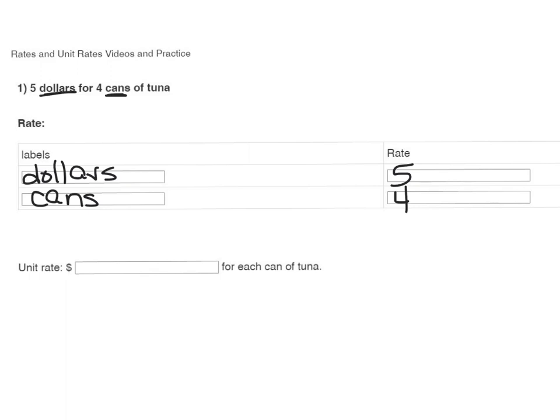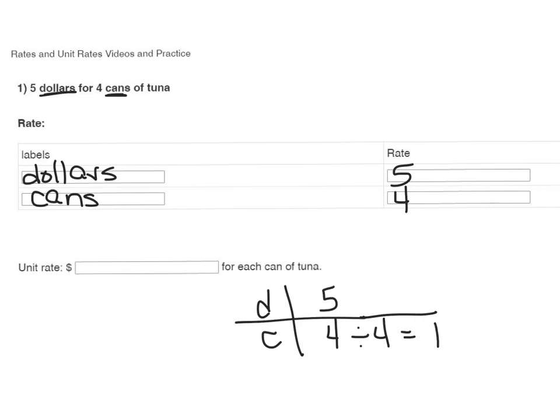Now, when they want a unit rate, basically what you're going to do, I'm going to write the table, and I know I have the table up there, but to me it's easier this way. So dollars and cans, you have 5 and 4. Now, since I want to find out for 1 can, that means 4 needs to become a 1. So what you do, you divide it by 4, and that becomes a 1. So you do the same thing for the 5. 5 divided by 4. Remember, this is your scale factor, and you're dividing by 4 for both of them because you can't use different numbers. So 5 divided by 4, and we're going to go ahead and find that out.